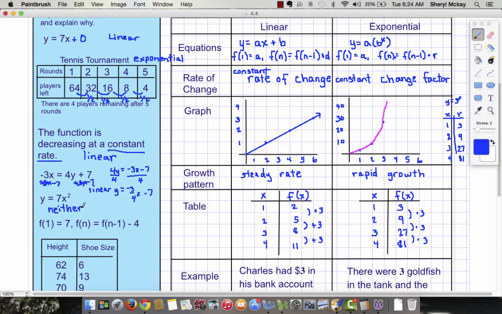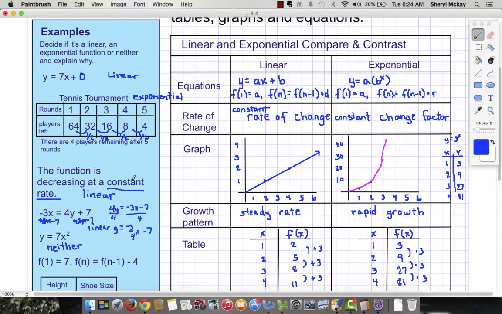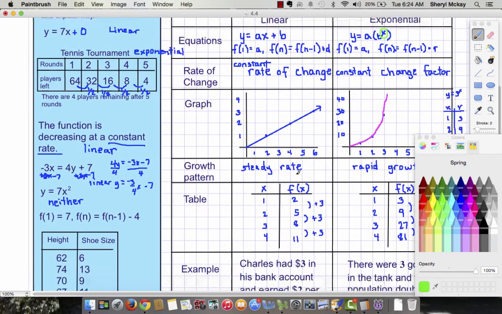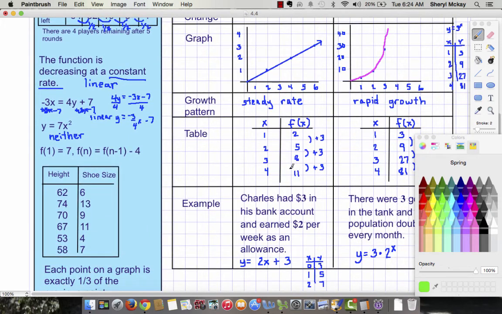Remember that an exponential function has the variable as the exponent. Look up here. The variable is the exponent. The variable isn't the base, the variable is actually the exponent. So this is neither. If it had said 7 to the x power, then it would have been exponential. Well, you can't even read that, but you get the idea. Okay? Look at the next one.